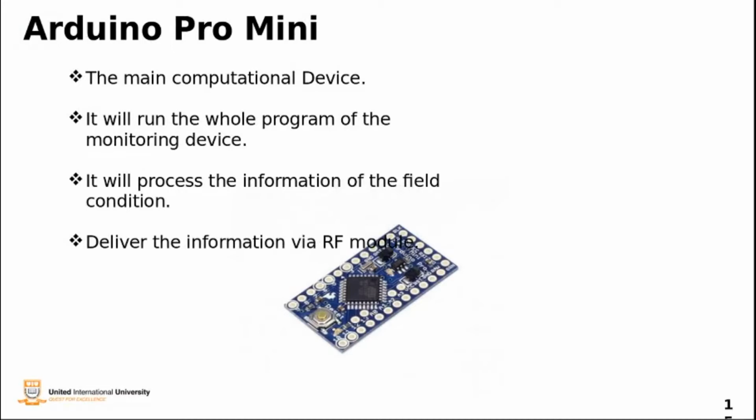I'm going to talk about the major three components we are going to use in the project. For computation and data processing, we are going to use Arduino Pro Mini. It's the smallest and cheapest version of Arduino. It can handle all the requirements we need. It can operate at 3.3 volt and also consumes low power, which is perfect for the project.